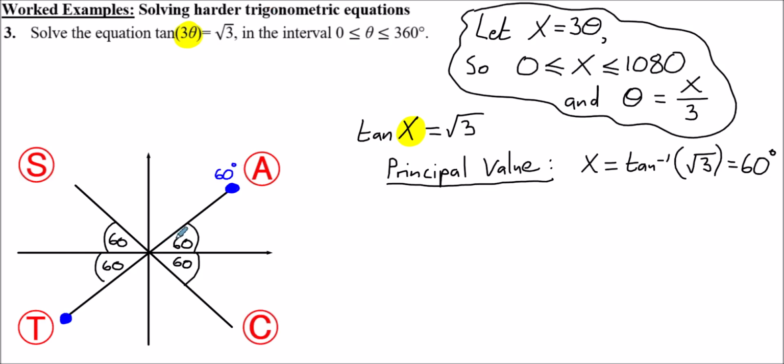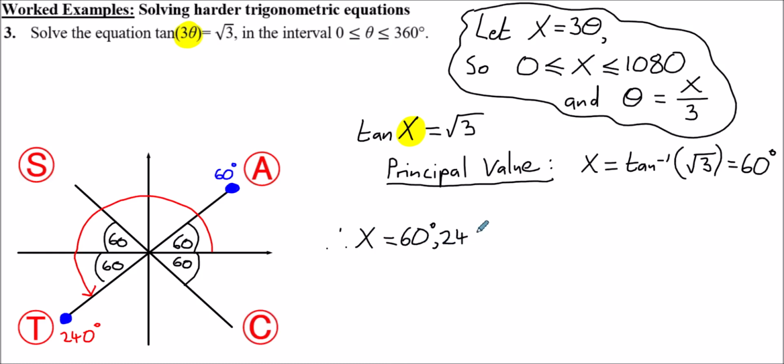This angle here, measured anti-clockwise from the positive x-axis, that's 90, that's 180, 180 plus this 60. This is going to correspond to an angle of 240 degrees. So, therefore, in the range of 0 to 360, the values of x we're interested in are 60 and 240.